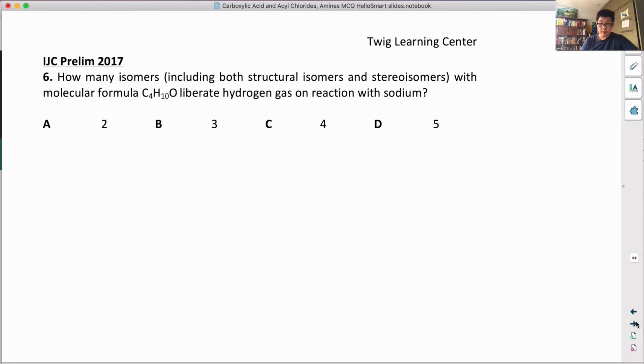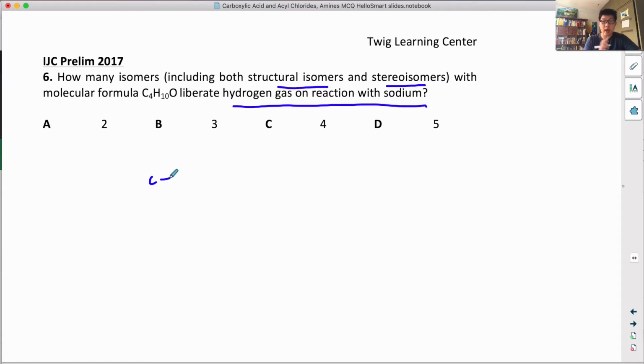How many isomers of this molecule will liberate hydrogen gas on reaction with sodium? Okay, so which means this molecule should be an alcohol. They want to include structural isomers and stereoisomers, which means you also have to consider your cis-trans or even your chiral center, your enantiomers.